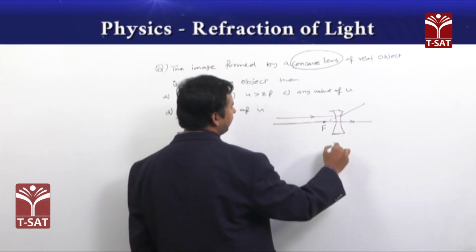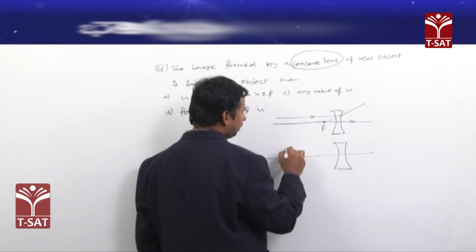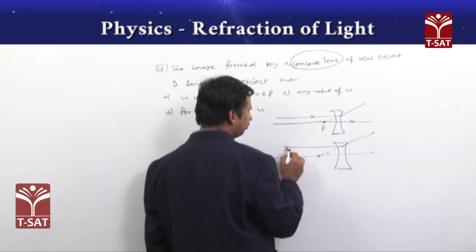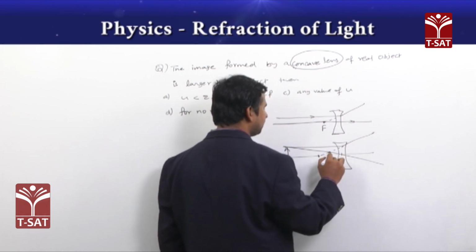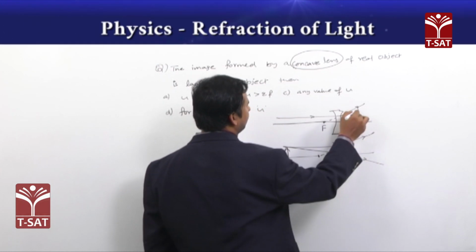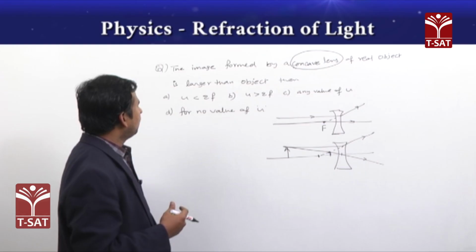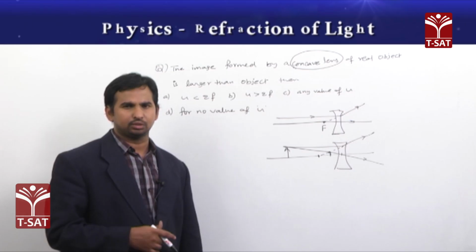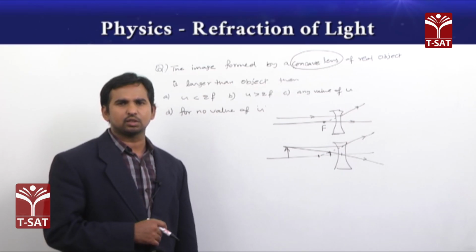Whereas for any finite distance, wherever you take the object position, the image is always formed on the same side as the object. And not only that, the image formed is a virtual and diminished image. These are the ray diagrams we have for a concave lens. But in the given option, the size of the image is more than the size of the object, which is wrong, because a concave lens always forms an image smaller than the size of the object.